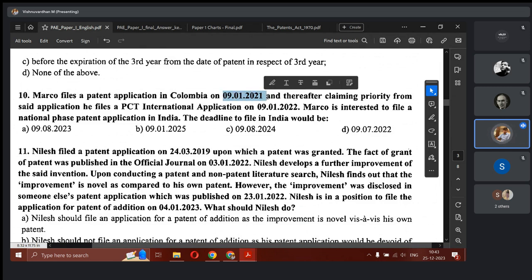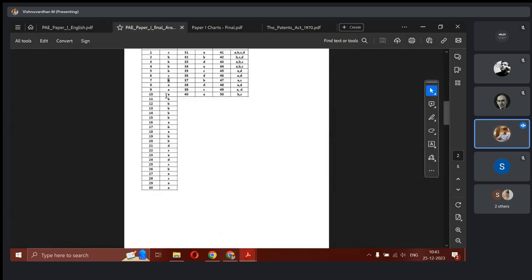So now he has 30/31 months to file the national phase application in India, right? So India gives 31 months. So what is 31 months from 9/1/2021? So 31 months would be 2 years and 7 months. So 2 years would be 9/1/2023, and then 7 months would be 9 July, right? Now July or August. So it'll be 9/8/2023. So the answer would be 9/8/2023. Cool. So that would be 31 months. So is the answer right? 10th one is A. Cool. So we are right. Is it clear? I think if you guys have understood this, you guys have understood PCT. Any doubts here? 10th is A.